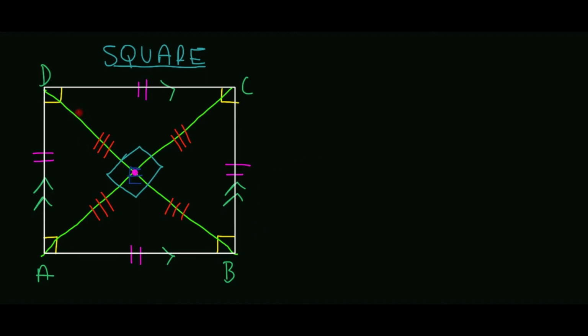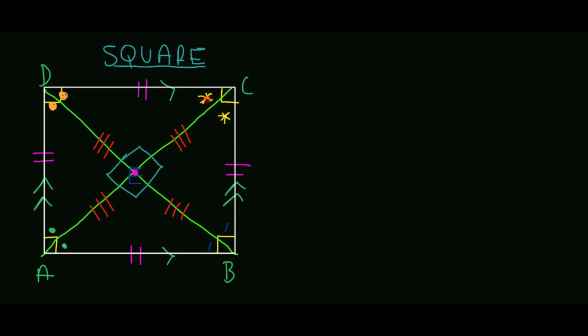And another thing, diagonals bisect corner angles. So this angle and this angle are equal, because when we say something bisects something, it means it cuts it in half. So this diagonal cuts this angle in half. This angle equals this angle. The same here, this one equals this one, because diagonals bisect corner angles. The same as this one and this one. So this angle and this angle are equal.